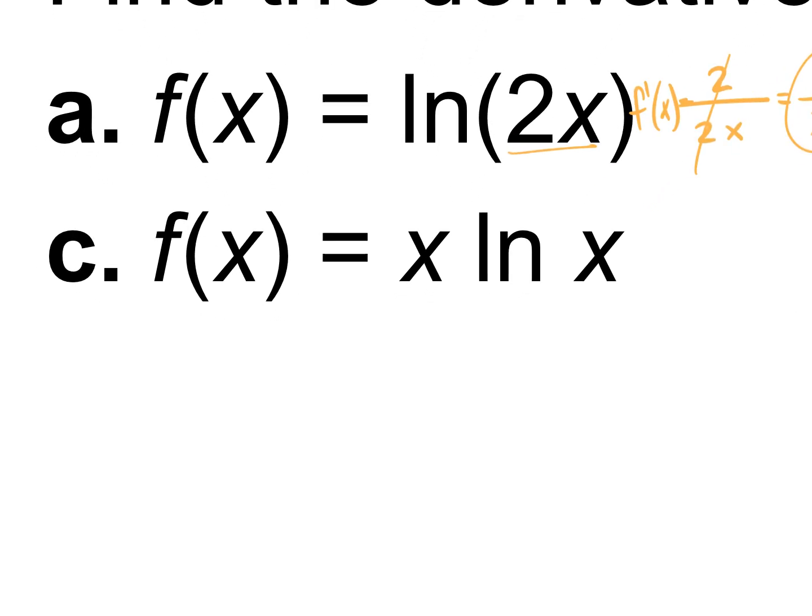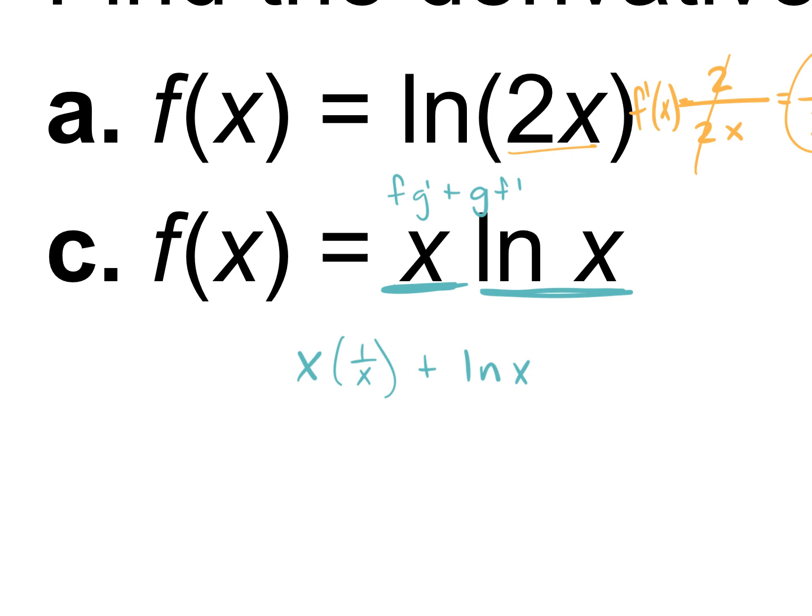For c, we have to do the chain rule. We have two terms here. We've got x and ln of x. So not the chain rule, we're doing the product rule. So our product rule is the first times the derivative of the second plus the second times the derivative of the first. So the first would be x times the derivative of the second. What's the derivative of ln of x? 1 over x, perfect. Plus the second, ln of x, times the derivative of the first. What's the derivative of x? 1.